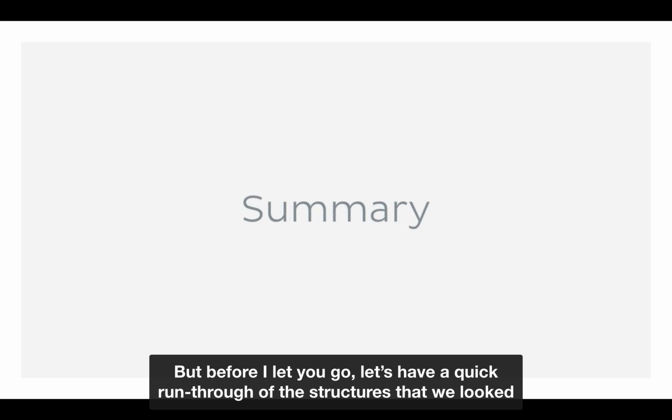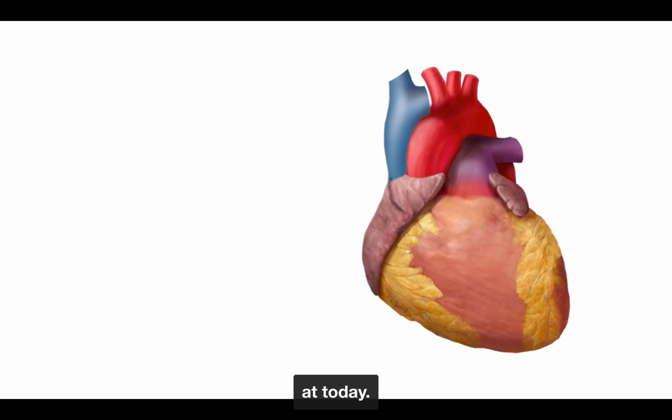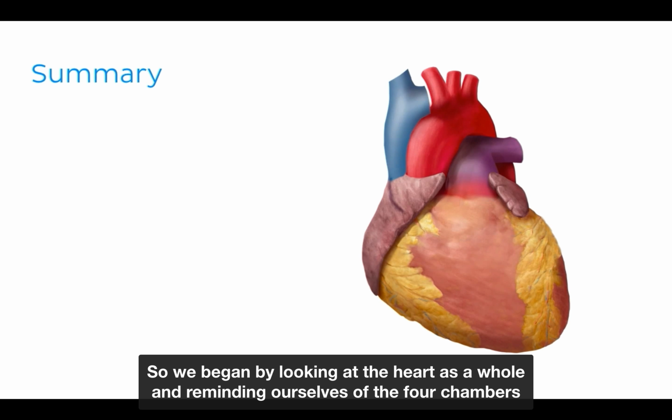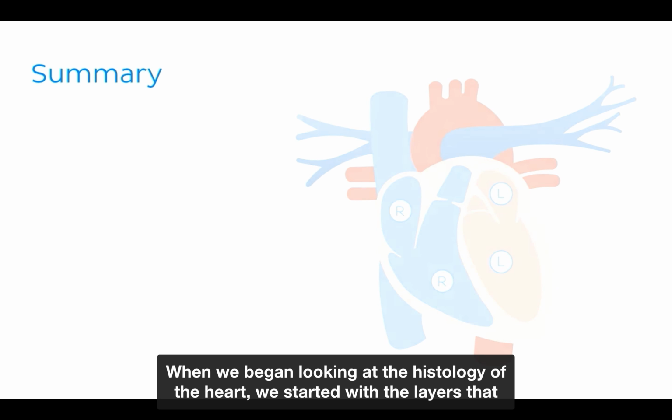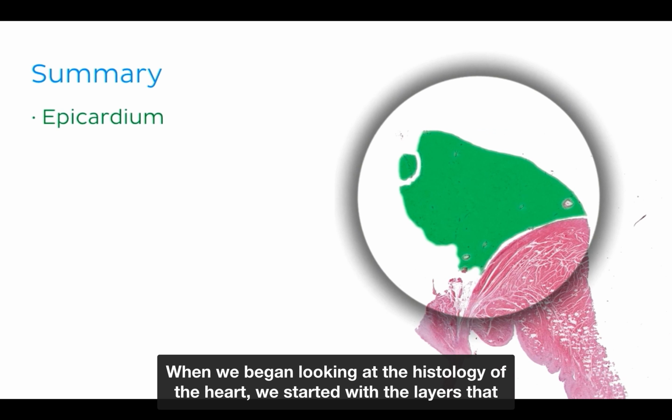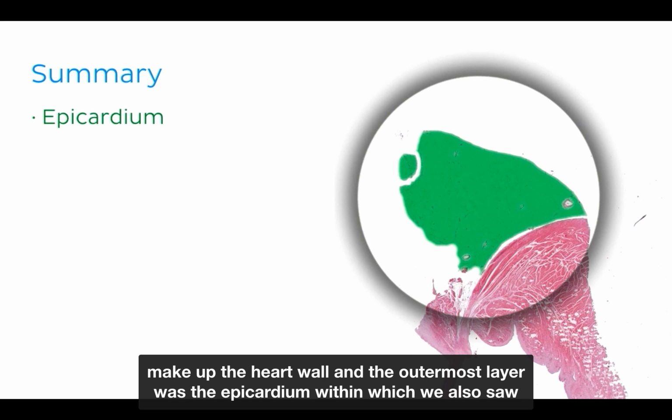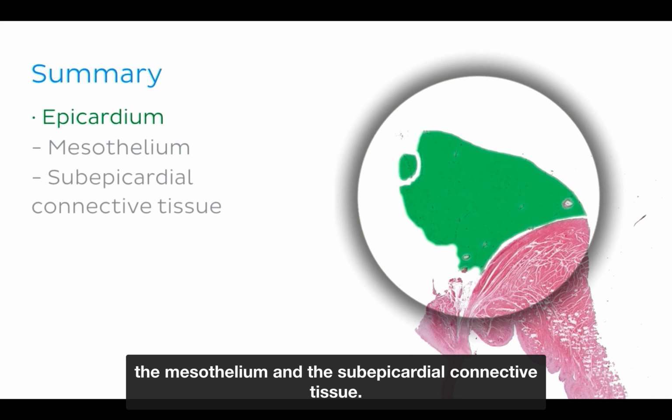Okay, so now you're an expert on the histology of the heart. But before I let you go, let's have a quick run through of the structures that we looked at today. So we began by looking at the heart as a whole and reminding ourselves of the 4 chambers and the 4 valves of the heart. When we began looking at the histology of the heart, we started with the layers that make up the heart wall, and the outermost layer was the epicardium, within which we also saw the mesothelium and the subepicardial connective tissue.